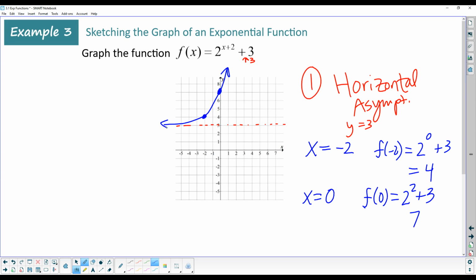There is no vertical asymptote. If you zoomed out and looked farther and farther to the right, it would just keep growing and growing and growing.